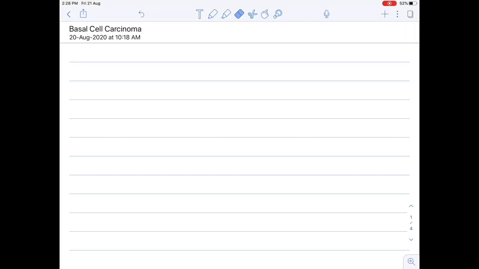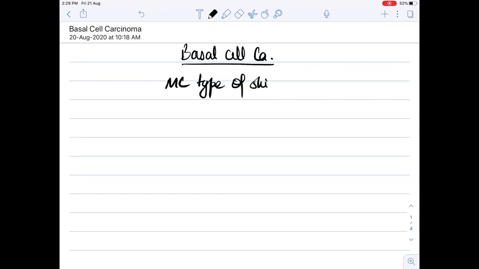Hi guys, so today we are going to learn about basal cell carcinoma. It is the most common type of skin cancer, also known as rodent ulcer. A very common question.